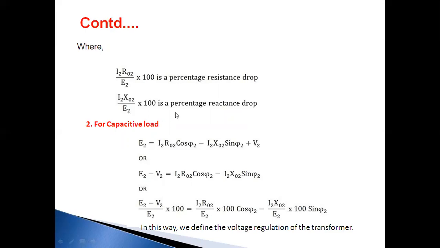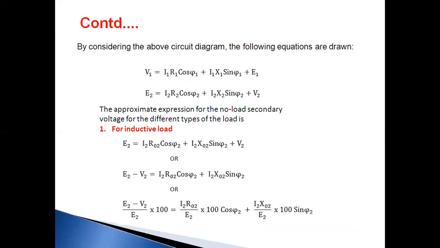and I2 X02 by E2 into 100 is the percentage of reactance drop. Now for the capacitive load, E2 becomes I2 R02 cos phi 2 minus I2 X02 sin phi 2 plus V2. So E2 minus V2 becomes I2 R02 cos phi 2 minus I2 X02 sin phi 2. So the voltage regulation becomes (I2 R02 by E2 into 100) cos phi 2 minus (I2 X02 by E2 into 100) sin phi 2. In this way, we define the voltage regulation of a transformer for inductive and capacitive loads.